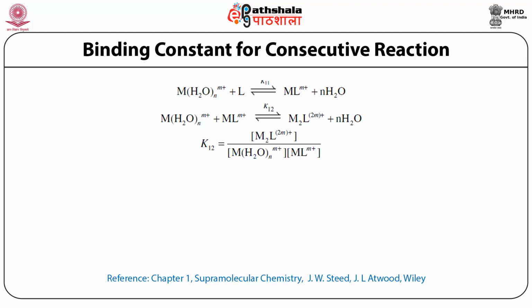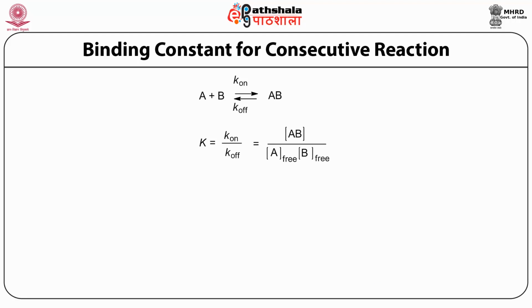Now this additional solvated metal, if it reacts with the ML complex and forms M2L, this is the second step of the process. So K12, the second step binding constant, can be given by the ratio of the concentration of the complex divided by the corresponding reactants for that particular step. However, the overall binding constant, which can be termed beta 12, can be given as K11 times K12. Eventually, if you take the log of that, you can say that log beta 12 equals log K11 plus log K12.